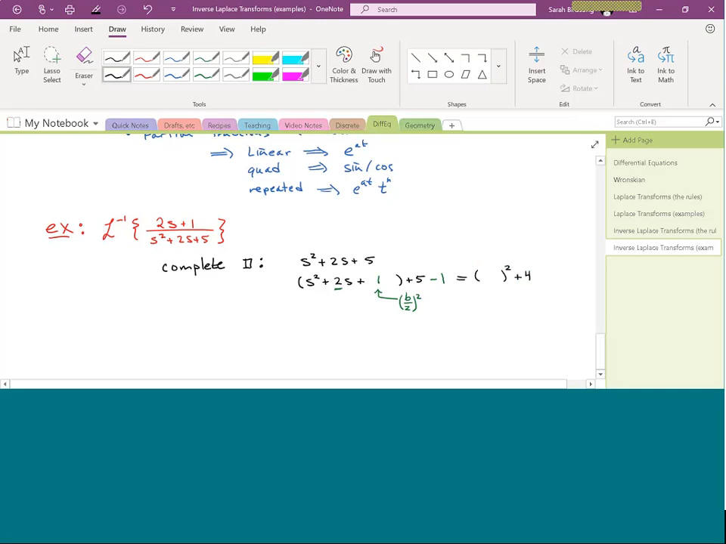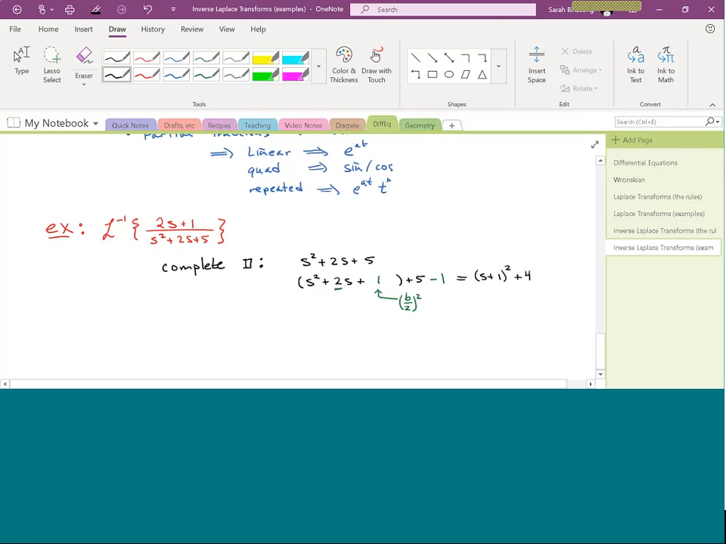Anybody grab what was inside those parentheses? Hint, it's going to be s plus or minus something. I'll give you the other hint. It's going to be plus or minus 1. So what do you guys think? Should we do s plus 1 or s minus 1? That makes it easier to answer. So this one would be plus 1.